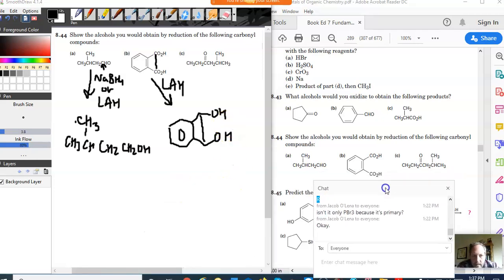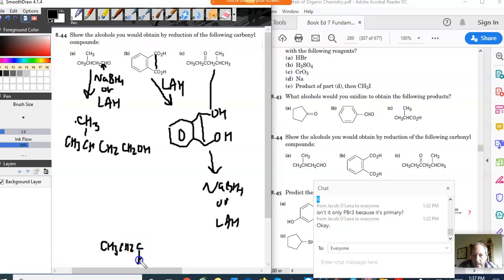And then finally, you have this compound right here. Sodium borohydride or LAH. So you get, let's see, 1, 2, 3. So you get CH3, CH2, a CH with an OH on it, and then CH2, CH3.